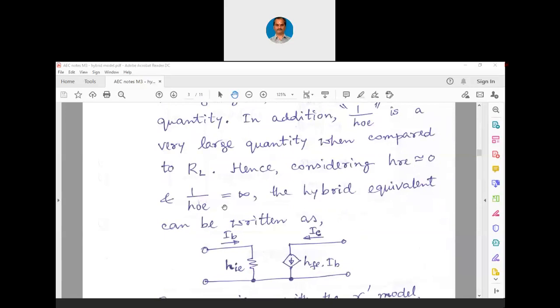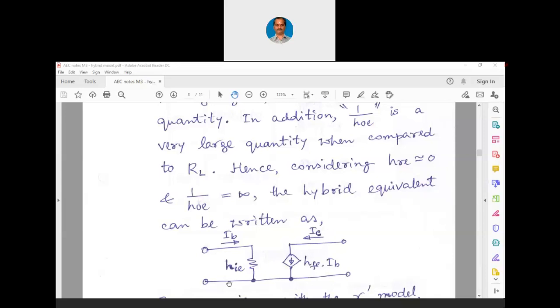Same thing here. But what is told here is 1 over HOE is a very large quantity when compared to RL. That means if the amplifier is having a load resistance, that load resistance will be much lesser than this R0 or 1 over HOE. So when these two resistances are in parallel, whichever is the least one will have the effective resistance value. So that way, if there is an RL which is much lesser, then this 1 over HOE can be completely ignored. That is the idea here. Otherwise, if it is given, we are going to use it.